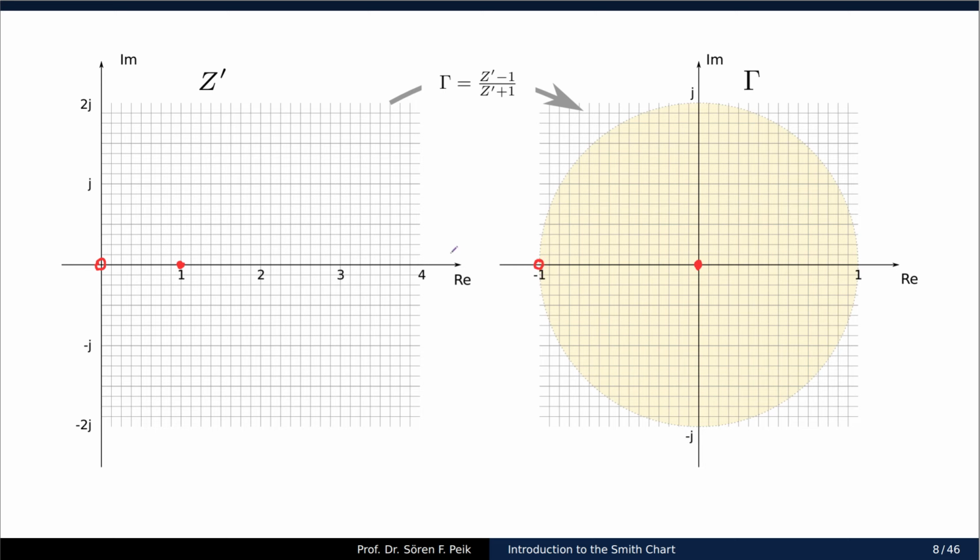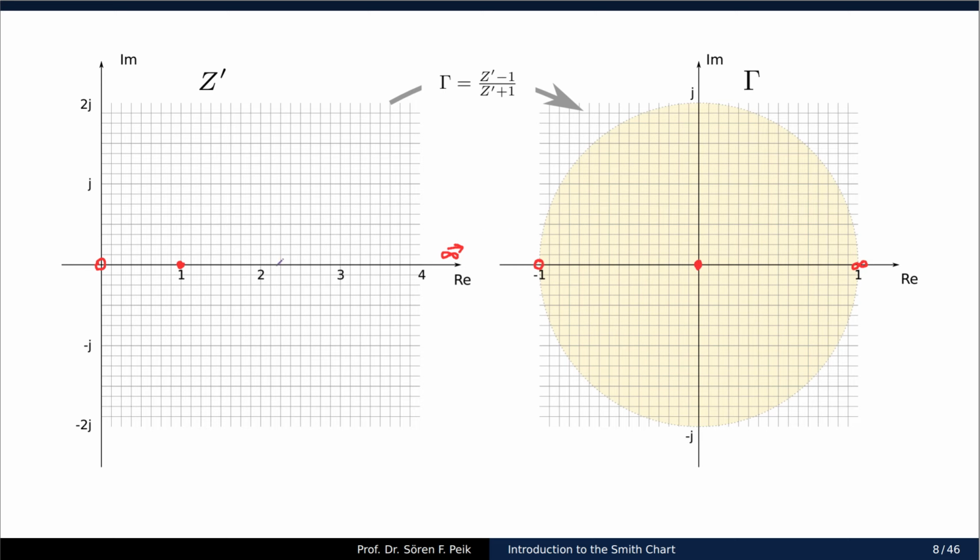And the other extreme would be infinite, which I cannot show here on my slide. It's somewhere up here. Infinite minus 1 over infinite plus 1 becomes 1. So the infinite value becomes this value. Maybe I draw that here as this little thingy. So now we have already mapped 3 points from the left z prime plane to the right gamma plane.